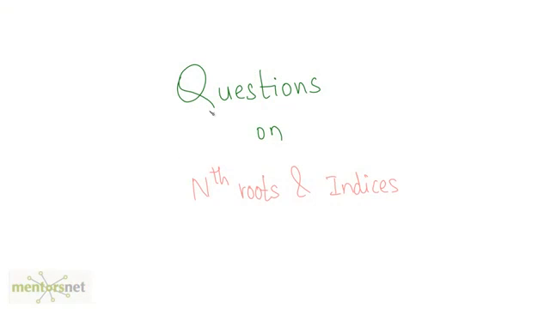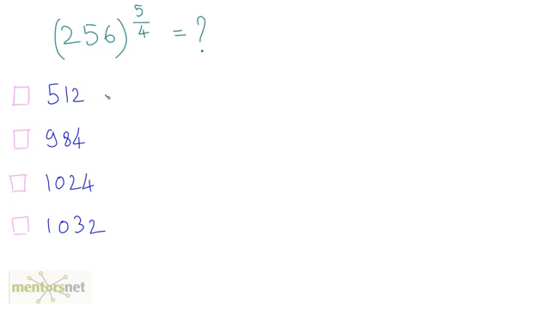Let us solve various questions on nth roots and indices which use these laws. So the first question is, what is the 5 by 4th power of 256? Well, if you recall, 256 is the square of 16. So you can write 256 raised to 5 by 4 as 16 square raised to 5 by 4.